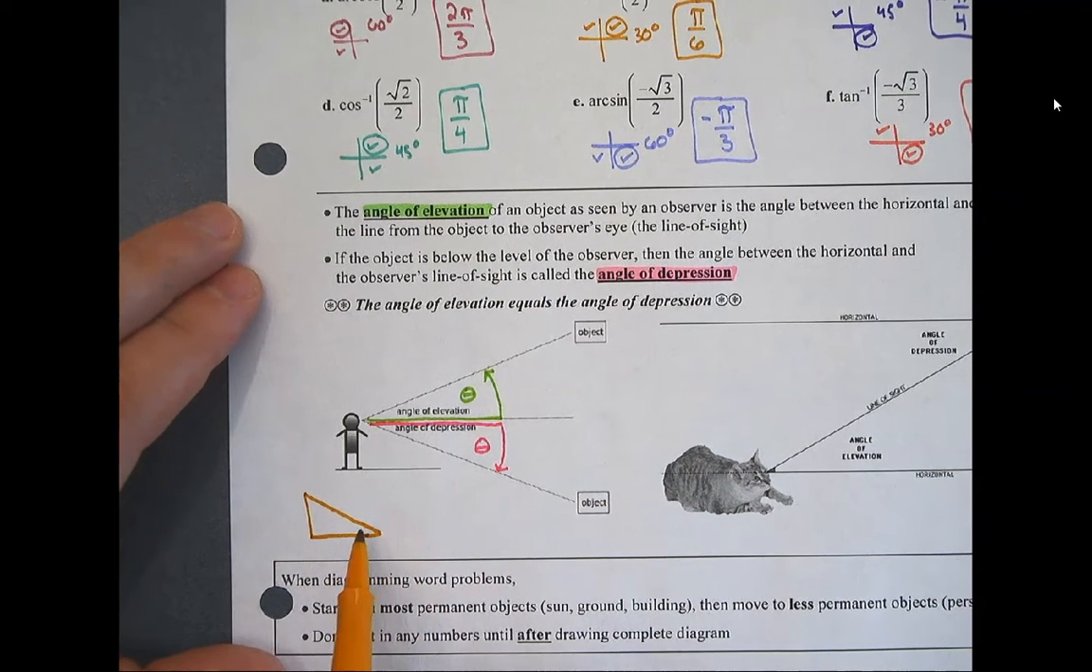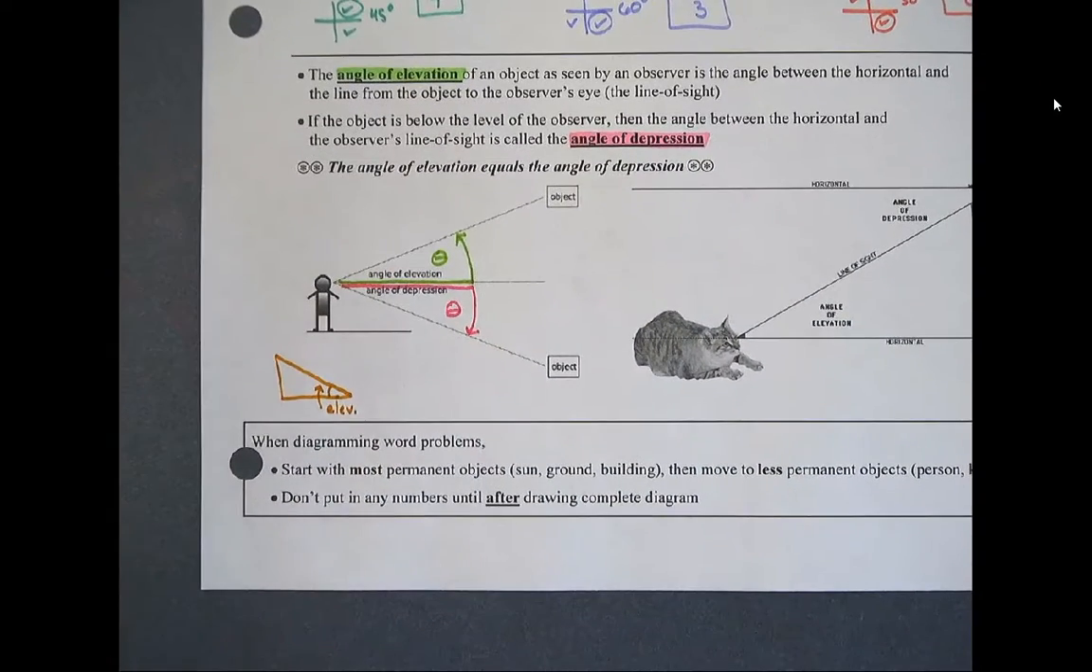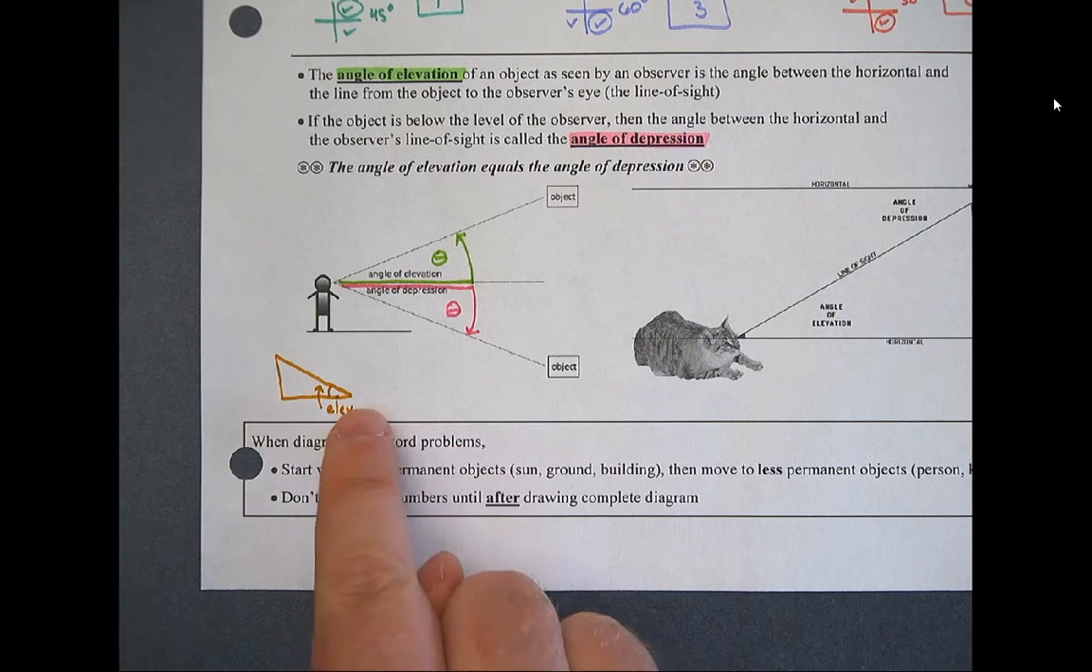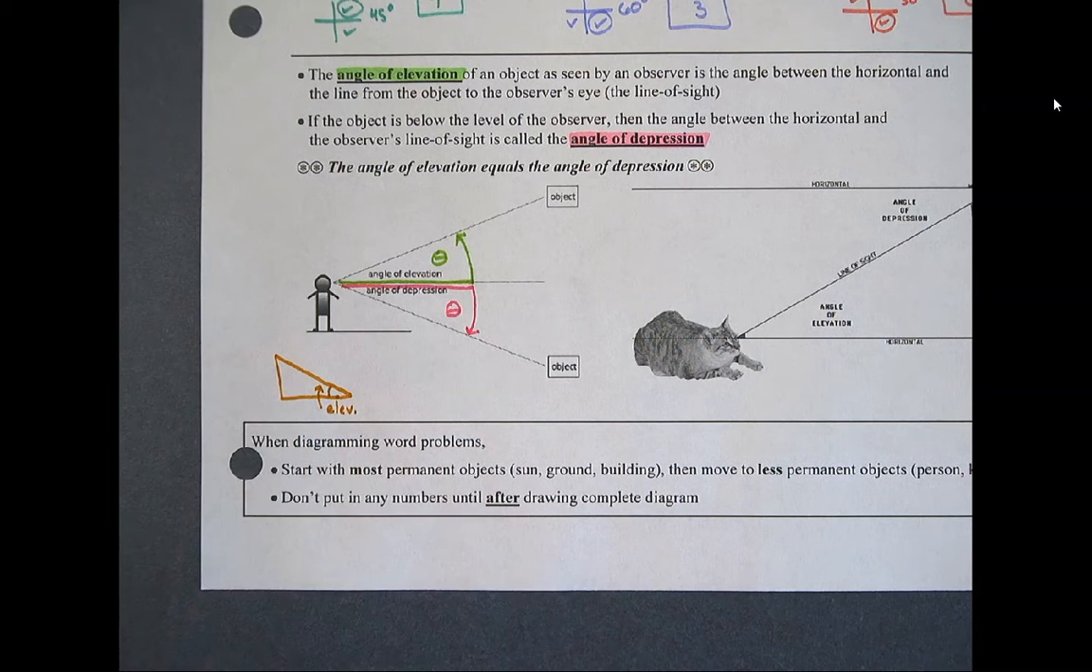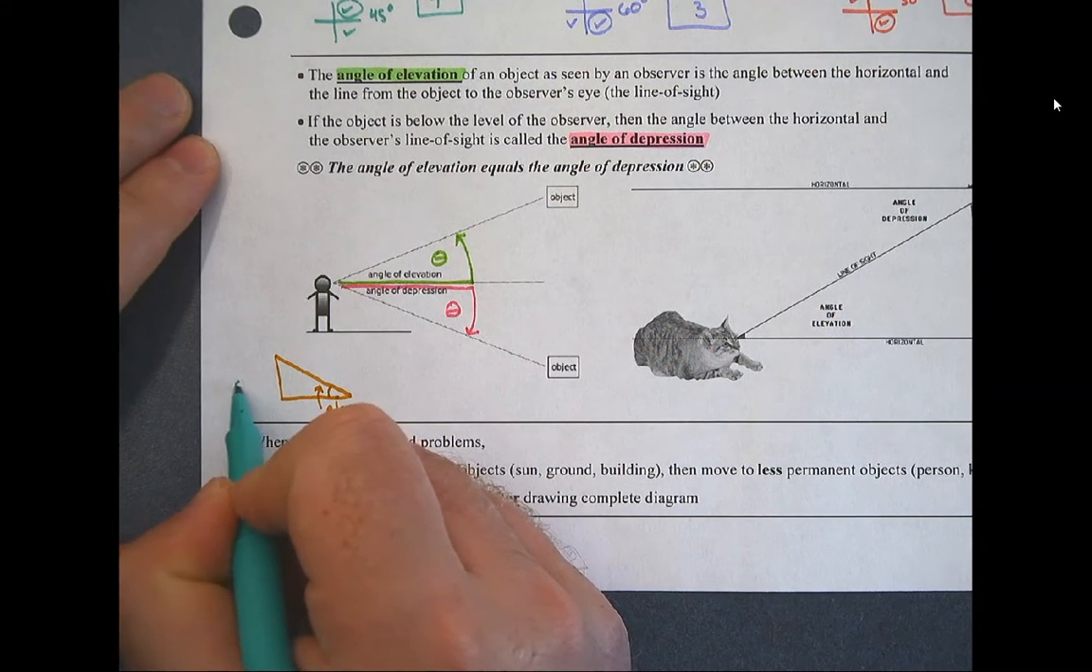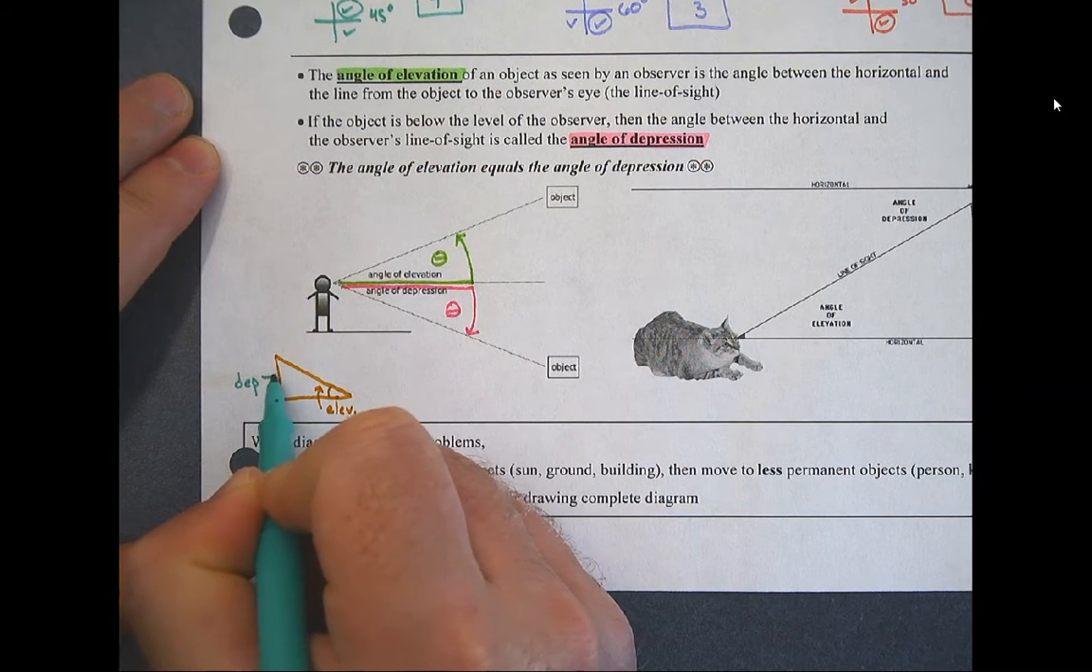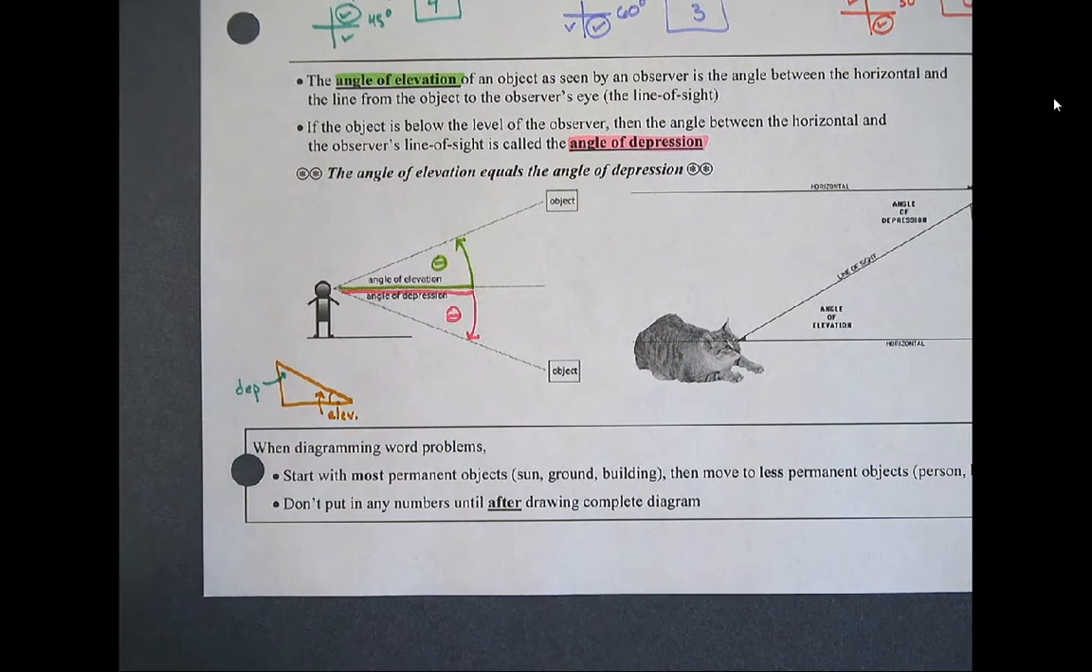Where's the angle of elevation? That's easy. That's the angle of elevation. That's looking up at the person on the top of the building, from the person on the ground looking up at their friend on the top of the building. Where's the angle of depression? Well, lots of people want to say that this is the angle of depression. That is incorrect. No.